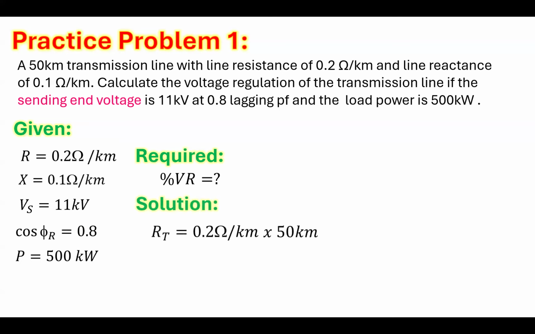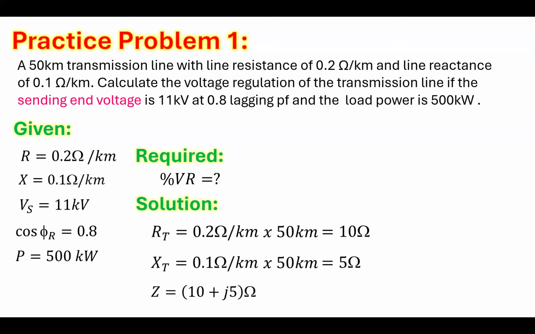So, solving for the total resistance first, we will multiply it by the total length of the transmission line by 50 kilometers. So, we will get 10 ohms. The same thing with the reactance, we will multiply it by 50 kilometers and we will get the 5 ohms. So, meaning the impedance is simply 10 plus j5 ohms in complex form.